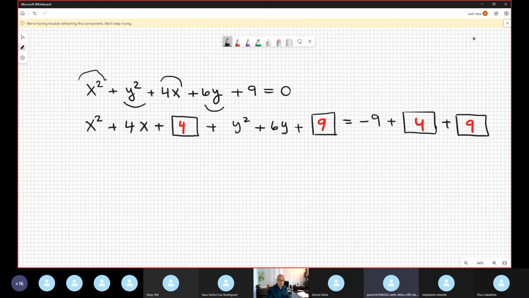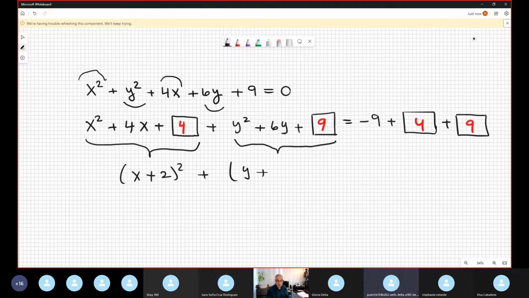Now, crucial moment, factorization. Factorize this trinomial. By the way, these trinomials are perfect squares. That was the intention, no? The factorization is (x plus 2) squared, and the factorization here is (y plus 3) squared. And on the right hand side, the 9 is cancelled, and 4 stays. Do you follow me?